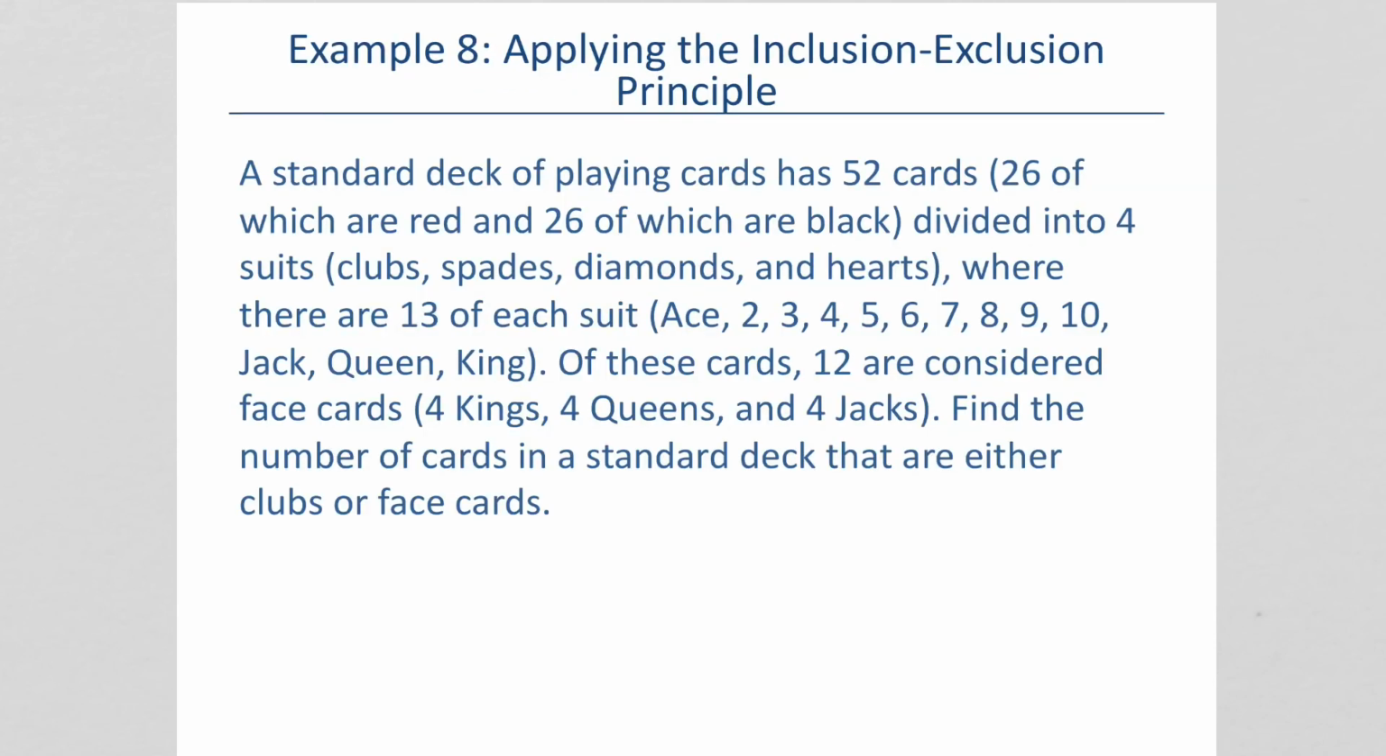A standard deck of playing cards has 52 cards. 26 are red, 26 are black, divided into 4 suits: clubs, spades, diamonds, and hearts, where there are 13 of each suit: ace, 2, 3, 4, 5, 6, 7, 8, 9, 10, Jack, Queen, and King. Of these cards, 12 are considered face cards: 4 kings, 4 queens, and 4 jacks. Find the number of cards in a standard deck that are either clubs or face cards.